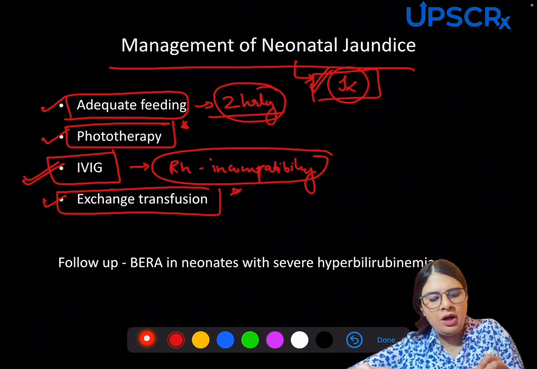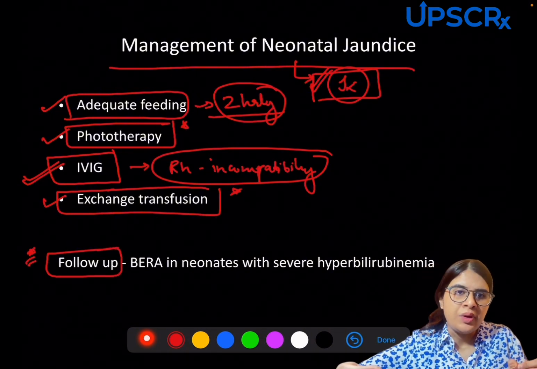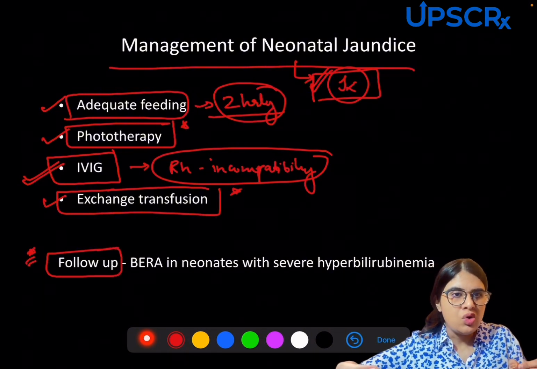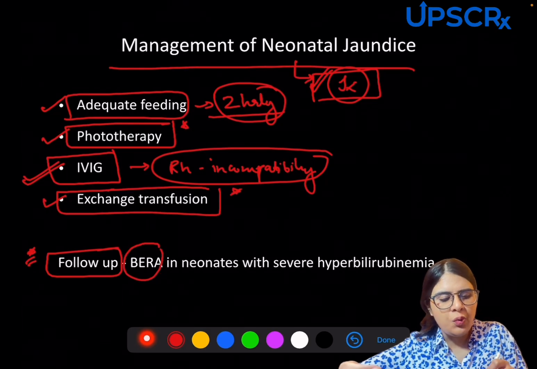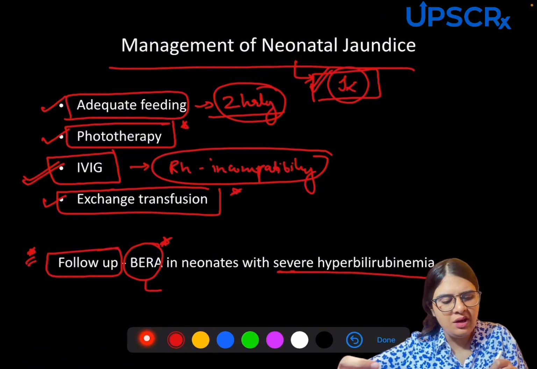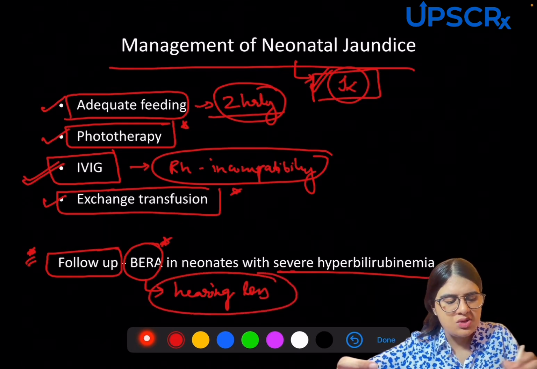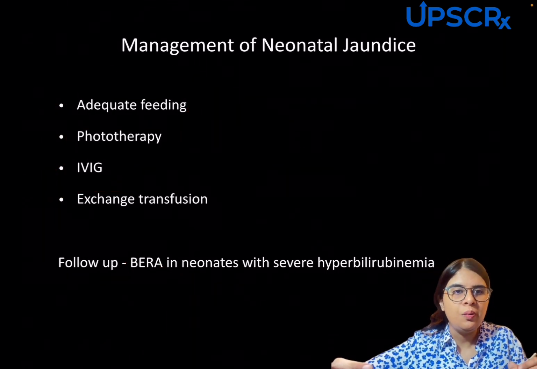Now, what is the follow-up in these babies with severe neonatal jaundice? You should always follow up these neonates with BERA in cases of severe hyperbilirubinemia to look for hearing loss. All cases of neonatal jaundice should undergo BERA.